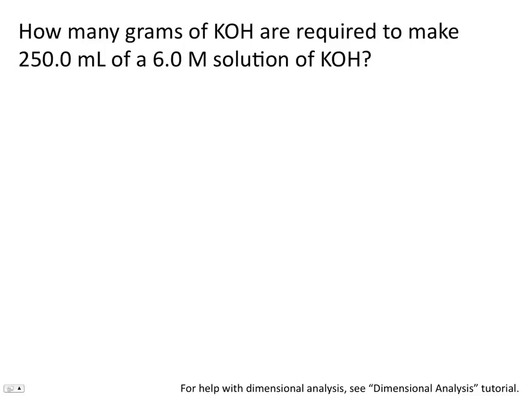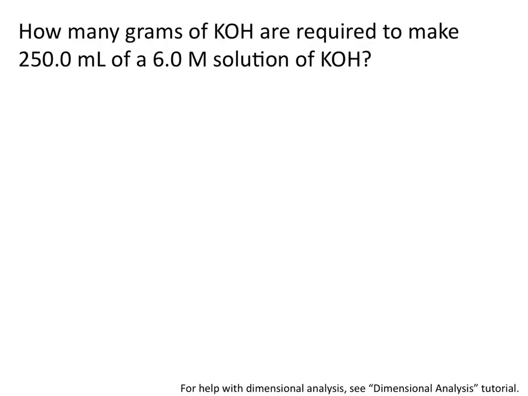How many grams of potassium hydroxide are required to make 250 milliliters of a 6.0 molar solution of potassium hydroxide? Often students are confused about whether to start with 250 milliliters to begin our calculation or the value of 6.0 molar to begin our calculation. The question is asking us how many grams. Grams is a singular unit. So we'll start with 250 milliliters because milliliters is also a singular unit.